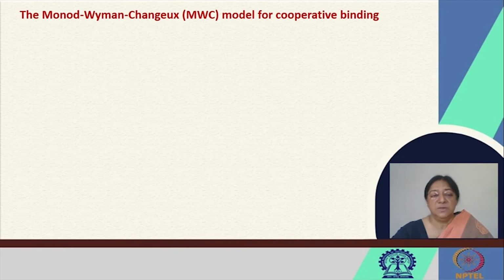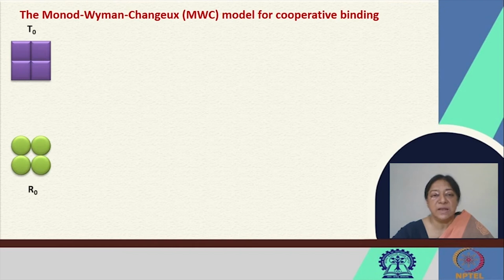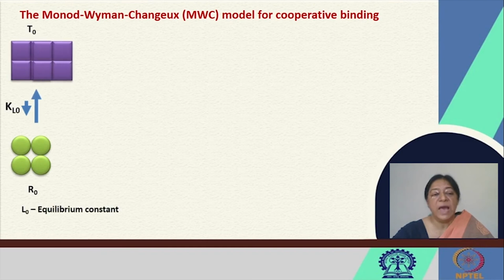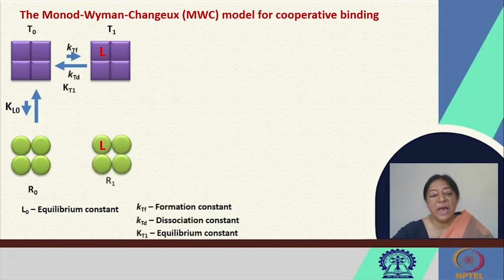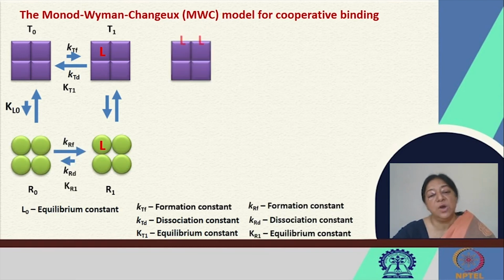There are two models for this cooperative binding. One is the Monod-Wyman-Changeux model, the MWC model, for cooperative binding. That gives us what is called a tense state and a relaxed state. There is an equilibrium between these two states, and we have an equilibrium constant associated with this, and we have the variations where we have the ligand bound, specific association constants, formation constants, and dissociation constants associated with the equilibria that arise because of the oxygen binding.